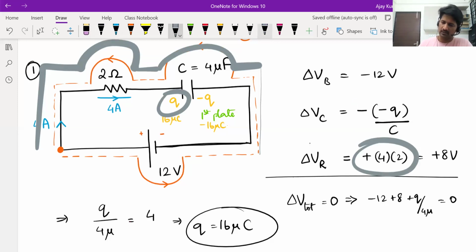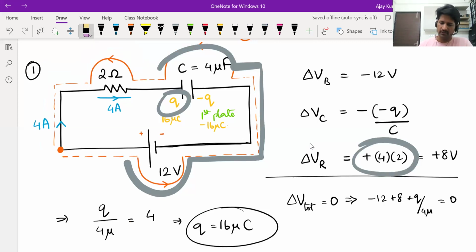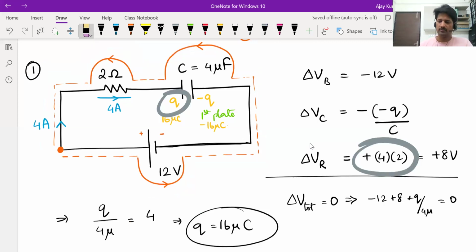Then across this battery, I'll be going like this, negative to positive, then it'll become plus 12 volts. When we moved anti-clockwise, we got minus 12. If you move clockwise, you'll get plus 12. So whichever way you move, finally, since you'll be equating it to 0, whether you take all of them negatives or all of them positives, doesn't matter.